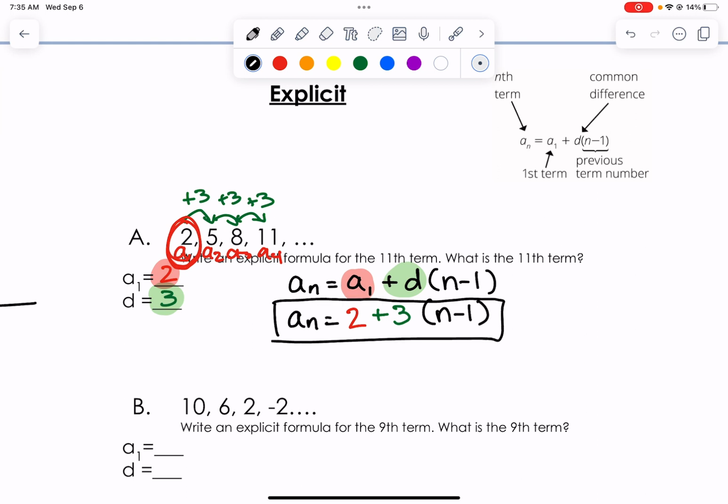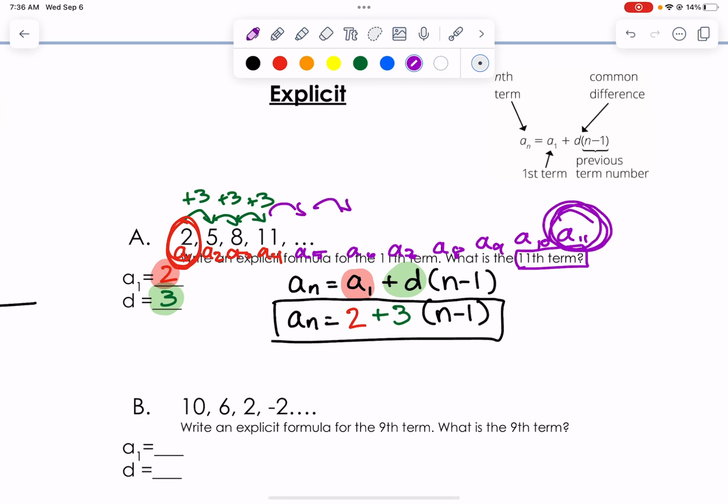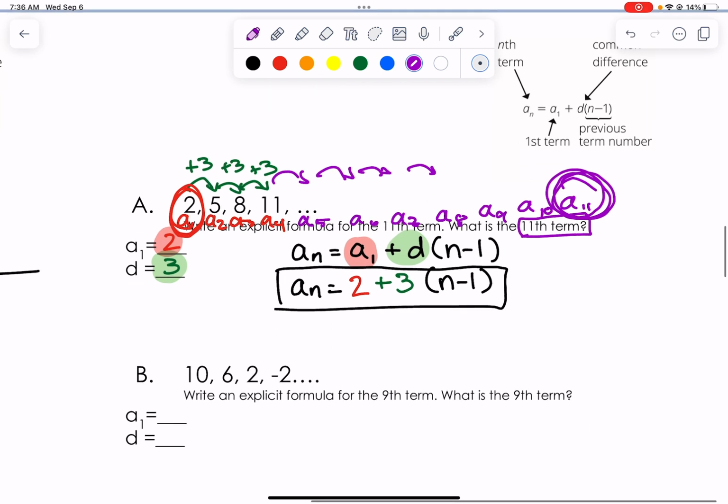So then it says, write an explicit formula for the 11th term. What is the 11th term? The most important thing is the 11th term means we go a_5, a_6, a_7, a_8, a_9, a_10, a_11. We're trying to find this one over here. I'd have to count over and over, but this equation we just made is what's going to help us. Okay, so we have a_11. We're replacing n with the number 11.